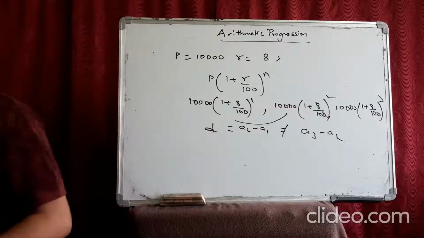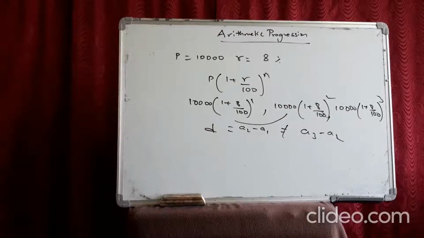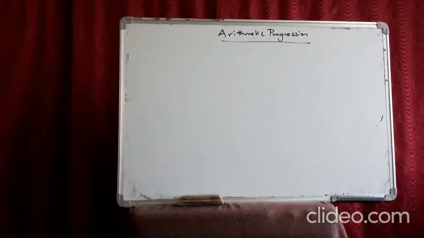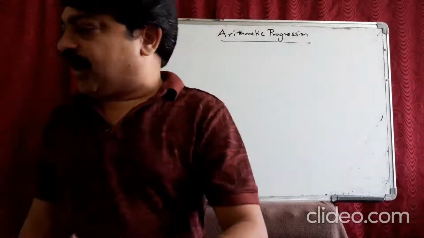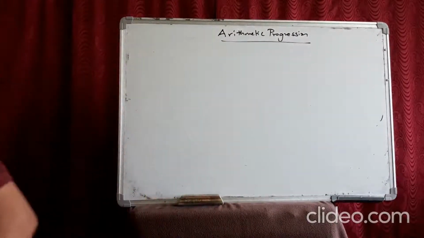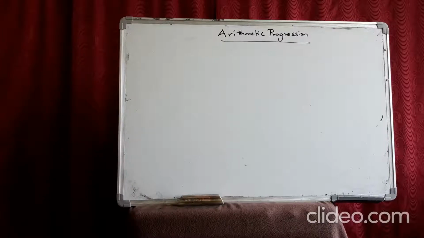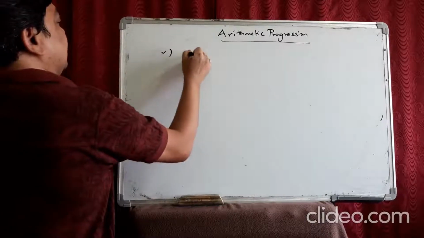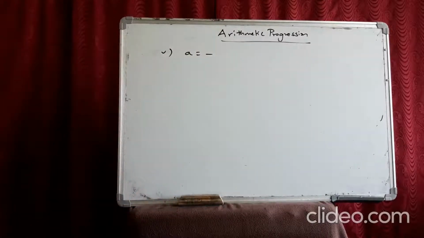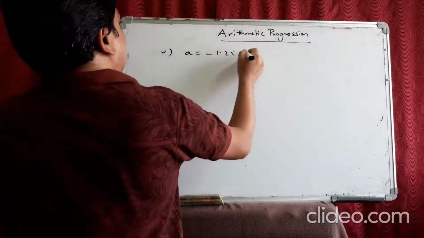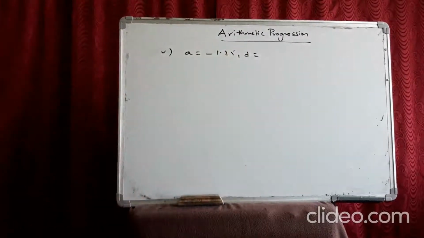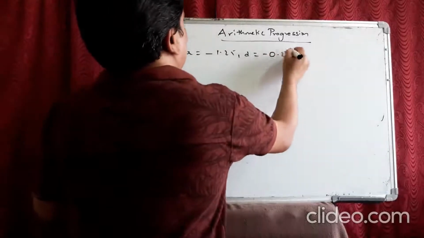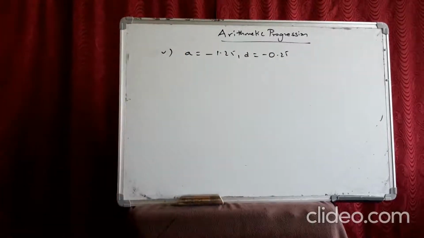Next question. Now I will do one problem of each part. In the second, you are given the first term A and the common difference D, and you are asked to write the first four terms. I'll do the fifth one, which is negative. A is equal to minus 1.25 and D is equal to minus 0.25. And you are told to write the first four terms.